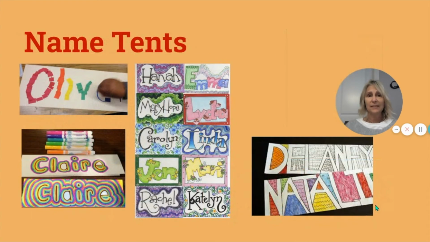Another fun project is making the name tents. With our younger kids, our K through first graders at the beginning of the year, they often struggle with fine motor skills. So you can pre-write their names and let them use torn paper to trace over those letters. And then these examples are just some other ways that you might use or show as an example for students to create their names.